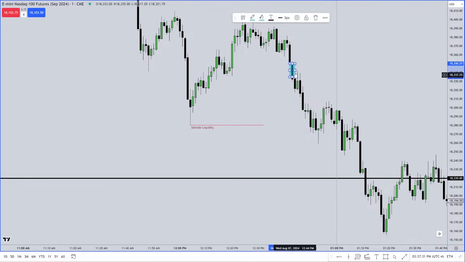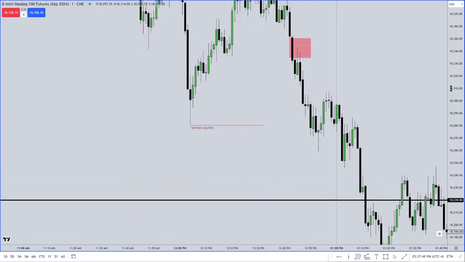That's this here. There's your fair value gap. And what is it doing there? Does it at least touch the consequent encroachment or midpoint of that gap? Look closely. No, it doesn't. It gets real close to it, but it doesn't.